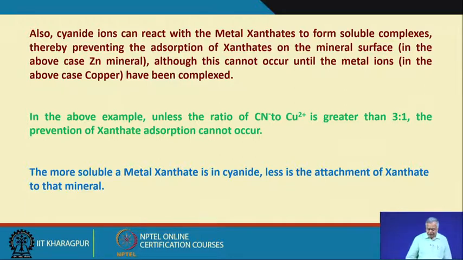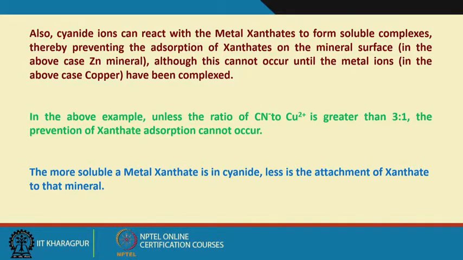The cyanide ions can react with the metal xanthates to form soluble complexes, thereby preventing the adsorption of xanthates on the mineral surface, in the above case the zinc mineral. Although this cannot occur until the metal ions, in the above case copper, have been complexed. This is a very complex chemistry, and you have to understand a lot of basic chemistry to understand all this. But just for your information, I wanted to tell you how these depressants work, just for example. Okay. So, in the above example, it is necessary to maintain a ratio of cyanide to copper ions.